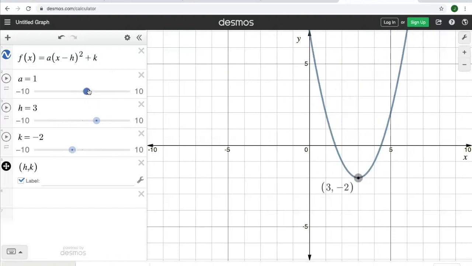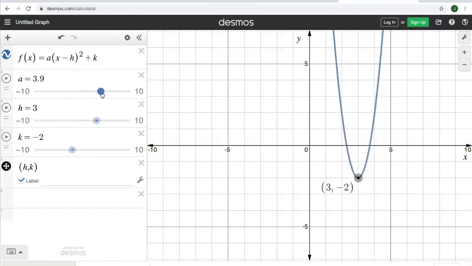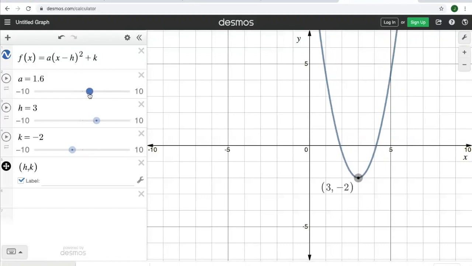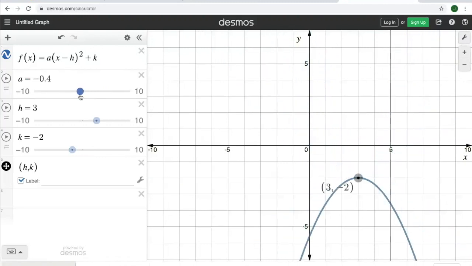Now, the a value, this number out in front of the parentheses, is going to be a constant. It's just going to be a number. When that number is positive, you can see it's controlling how wide or narrow your parabola is. But watch what happens as I cross into the negative numbers. My parabola flips upside down.